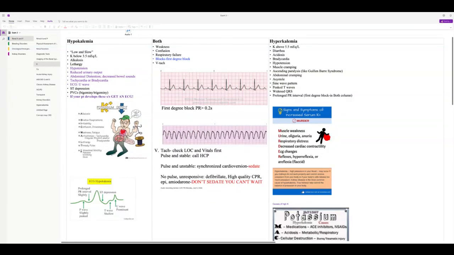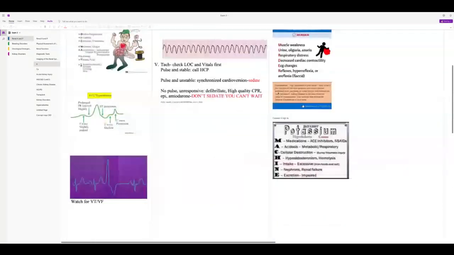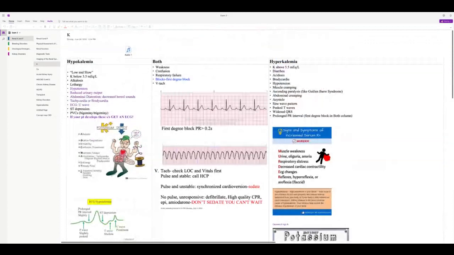And with hyperkalemia, we really worry about it in people with kidney disease because they're going to be prone to it. Remember, it's first-degree block, widened QRS, peaked T waves, and a prolonged PR interval. The treatment for hyperkalemia: remember Kayexalate, which is sodium polystyrene sulfonate. I is for insulin, D is for dextrose or dialysis, and N is for bicarb.